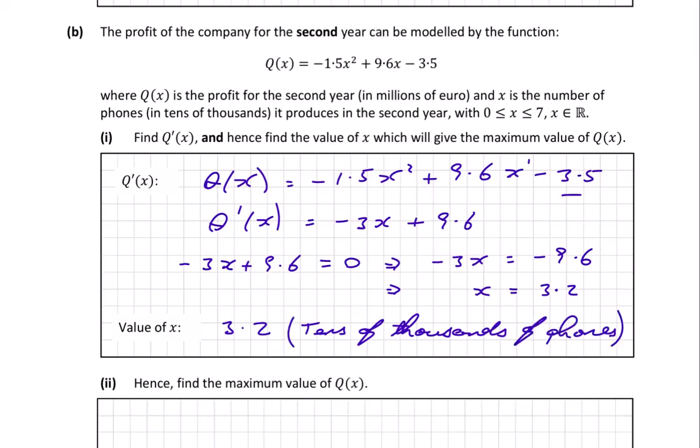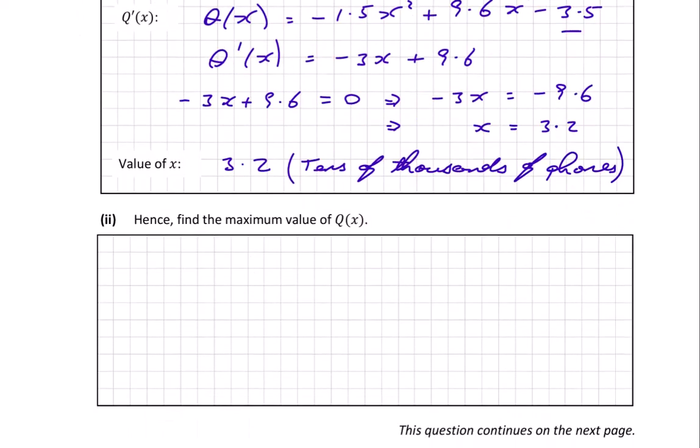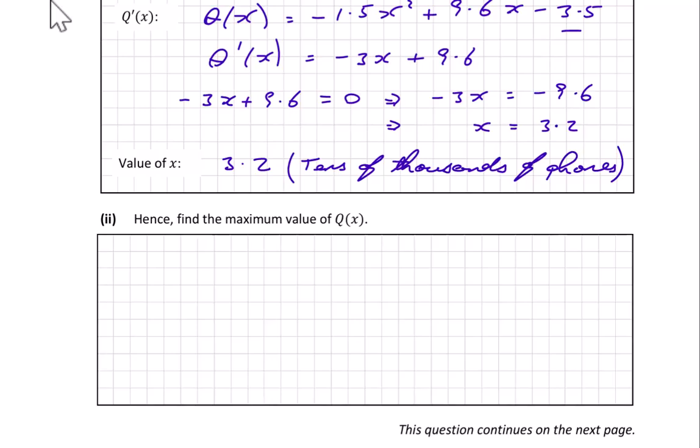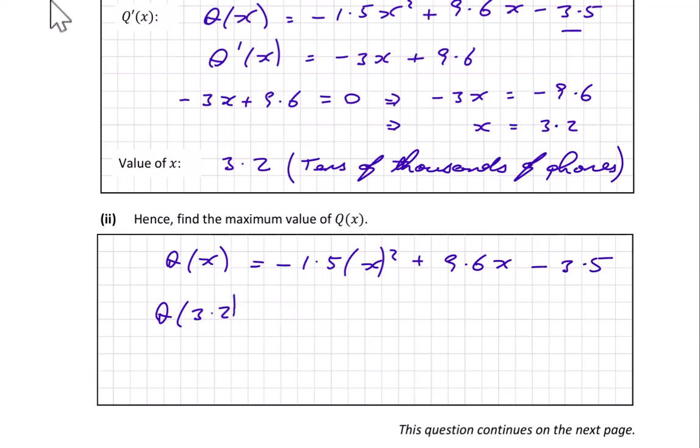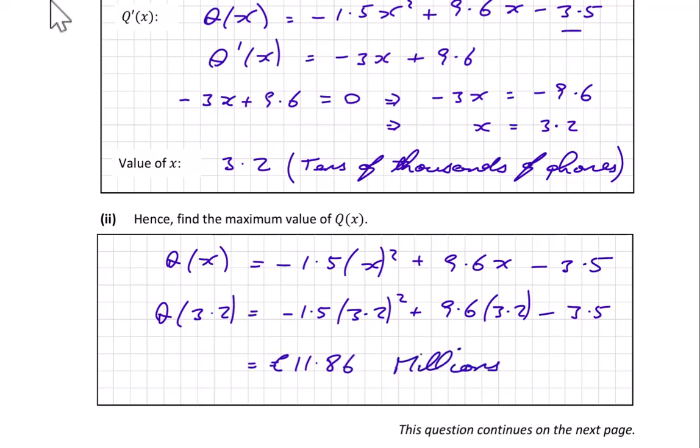Okay, then it says, hence find the maximum value of q of x. So what will be the profit at this stage? So let's do that. Then we know our function is q of x, which is minus 1.5 x squared plus 9.6 x minus 3.5. So all we've got to do is do q of 3.2. So we're just going to put 3.2 in here. So it's minus 1.5 times 3.2 squared plus 9.6 times 3.2 minus 3.5. So when you do that, you just get 11.86. So it's 11.86, and these are millions of euros.